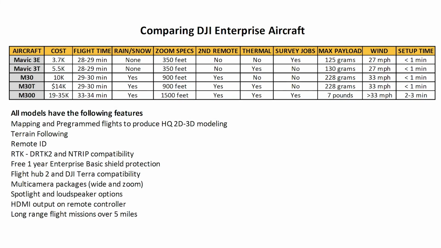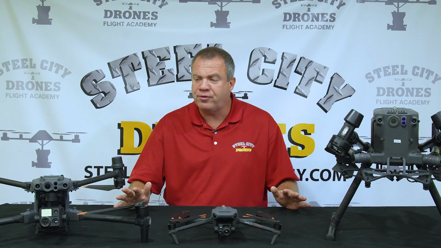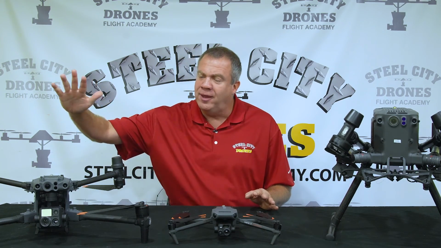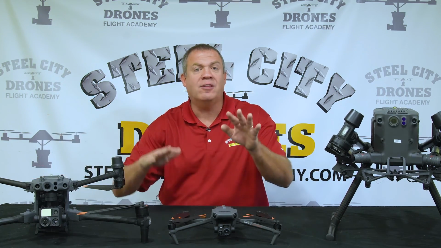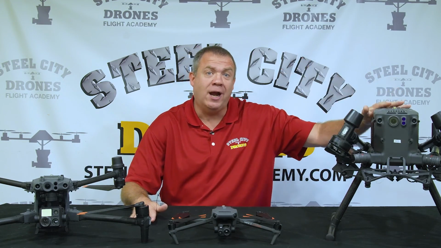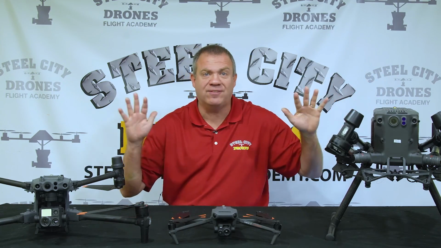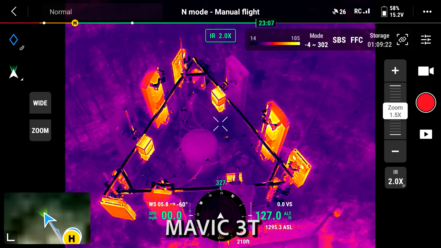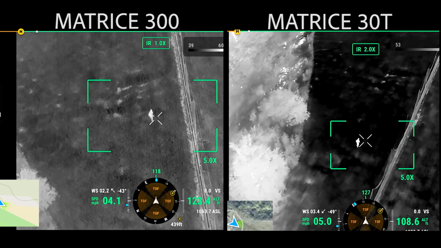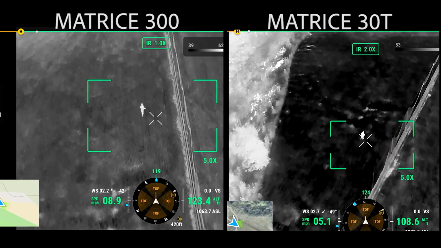All right, let's talk a little bit about the thermal capabilities and comparisons. We're going to make this quite easy here. Regardless of whether we're using the M30T, the Mavic 3 Enterprise T, or the Matrice 300 with the H20T, we're all going to get the same high quality thermal scans out of each of these. They're all the same resolution, and they all give you a very good image to use.